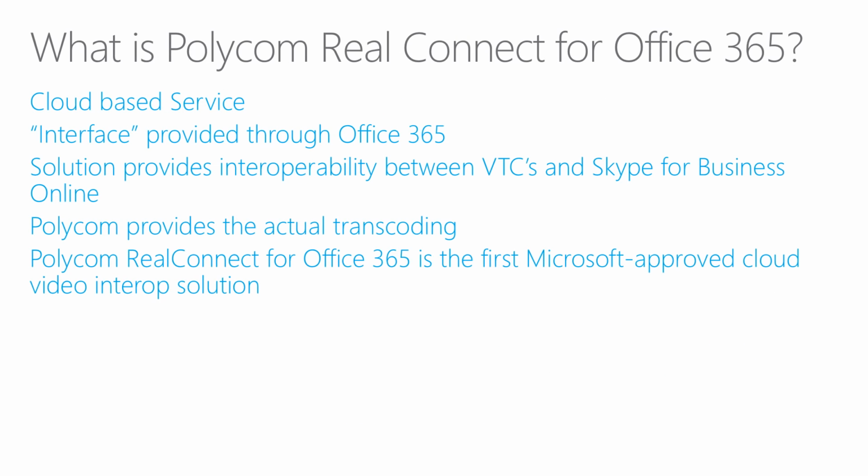So what is Polycom RealConnect for Office 365? Well, it's a cloud-based service, and it's an interface between Skype for Business online meetings and VTCs. The solution provides all of the translation and transcoding between H.323, standard SIP, and Microsoft's H.264 SVC. And it's the first Microsoft-approved cloud video interop solution.